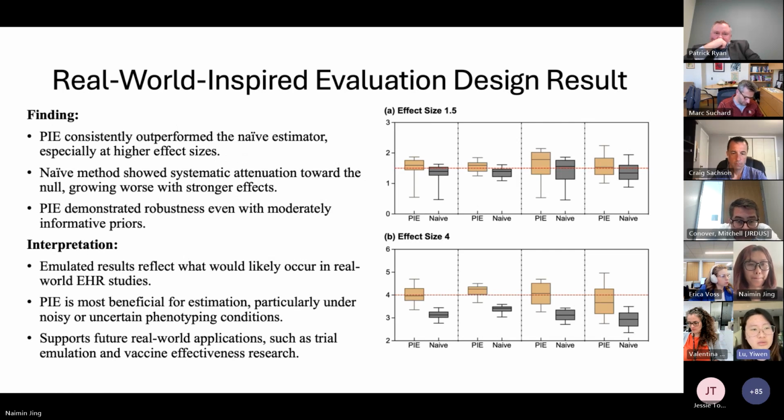We found that pi consistently outperformed the naive estimator, especially when the effect size is higher. The naive approach underestimates the effect size, and it becomes worse as the effect size increases. And pi maintains a relatively accurate estimation across different strengths of relationships. So we interpret that the cumulative results reflect what would likely occur in real-world electronic health record studies, where pi is most beneficial for estimation.